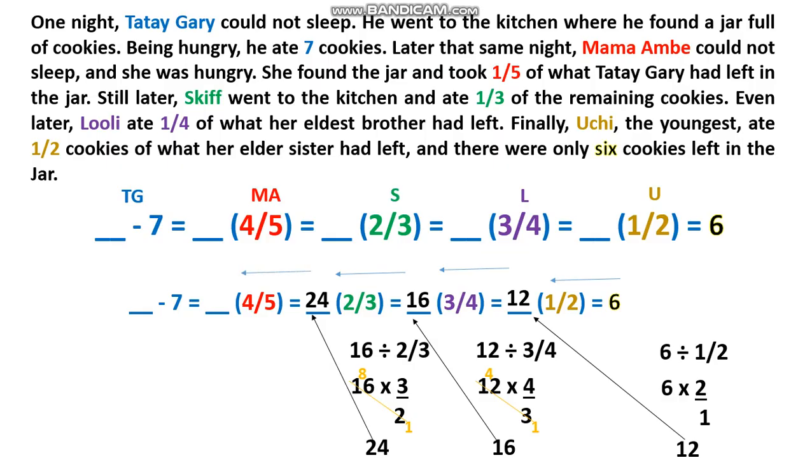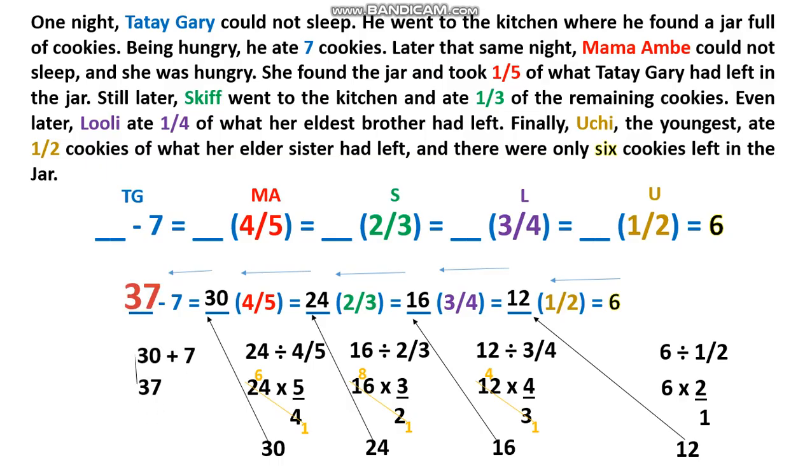Moving forward, so yung 24 naman ang i-divide natin sa 4/5 na magiging 24 times 5 over 4. Once again, cancellation method, and then as simple as 6 times 5 is 30. So there were 30 cookies in the jar when Mama Ambe saw the jar. Nakuha? And then, since subtraction yun, ang reverse niya is addition. So 30 plus 7 is 37, and then therefore, nasagot na natin yung problem. Ano? There were 37 cookies in the jar when Tatay Gary found it.